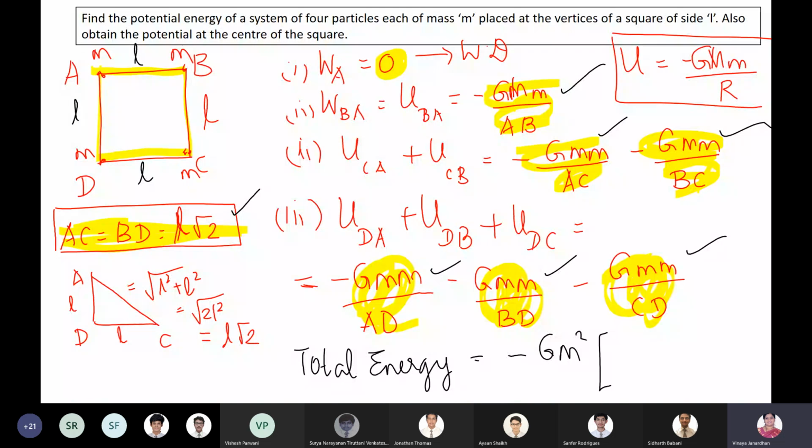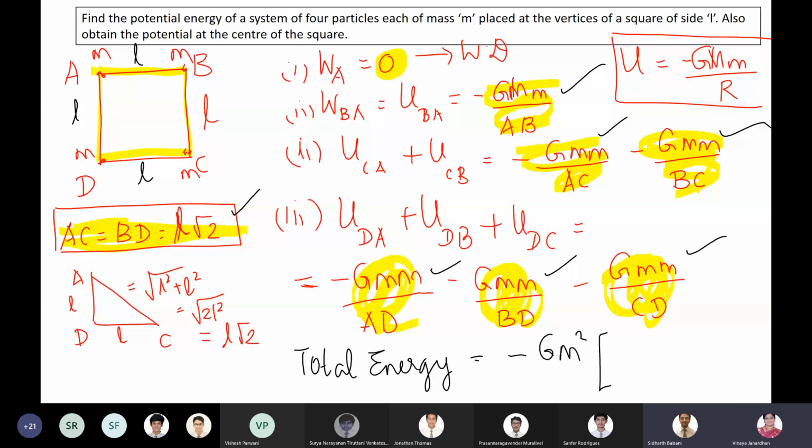Find the potential energy of a system of 4 particles, each of mass m, placed at the vertices of a square of side L. Also obtain the potential at the center of the square. Ma'am, the previous questions were the numericals from gravitation, right? Yes, all these numericals are from gravitation. Oh, okay, ma'am, got it.